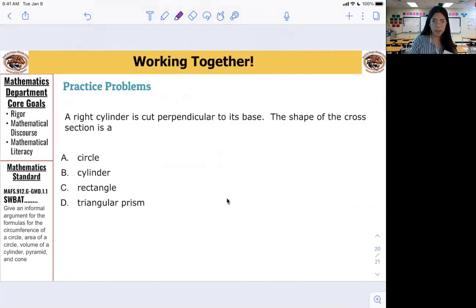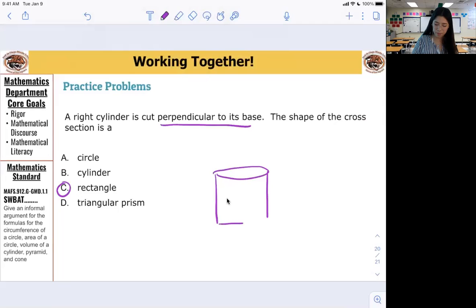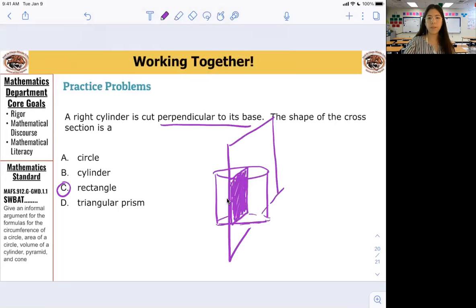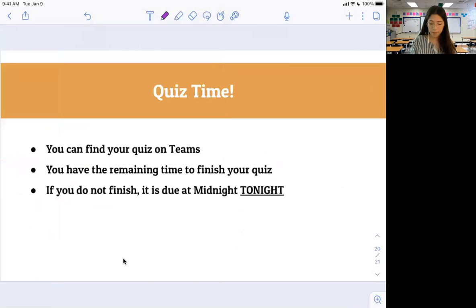And then finally, this one was rectangle. It's perpendicular to its base. So if I have a cylinder and I slice it perpendicular, I'm going to end up with a rectangle in here. So we got a rectangle. All right, that's all of them.